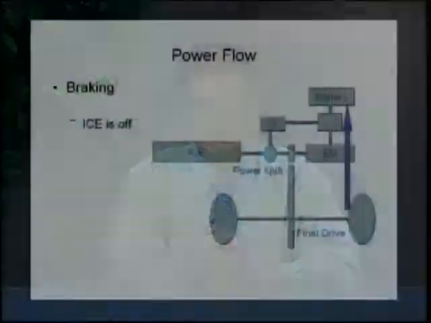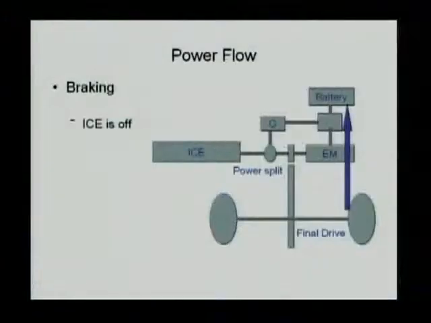Another operating mode is the regenerative braking. In regenerative braking, you can see that the wheel is driving the motor. So the motor is now becoming a generator. It takes the power from the wheel and generates electricity to charge the battery. At the same time, it's creating the braking torque to slow down the vehicle. So this is the regenerative braking mode.